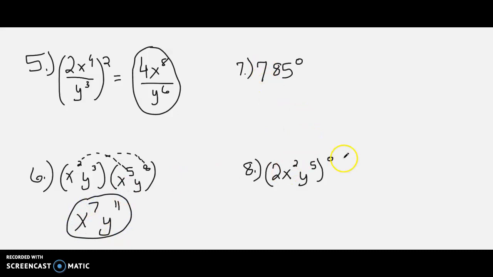Now, 7 and 8 are going to go real quick. Whenever you have a base to the 0 power, nothing really happens other than it becomes the number 1. Anything to the 0 power is 1. So we got all this stuff here in number 8, 2x squared, y to the fifth. It's just 1.